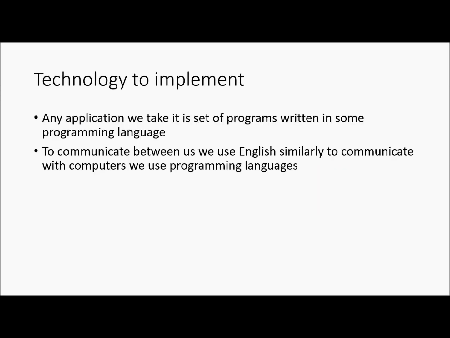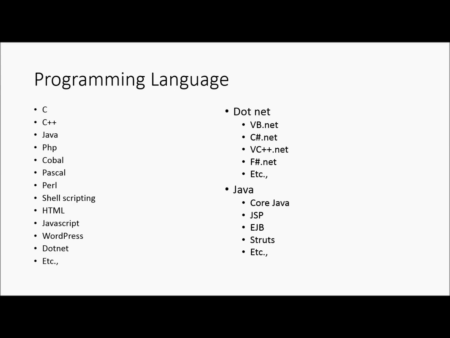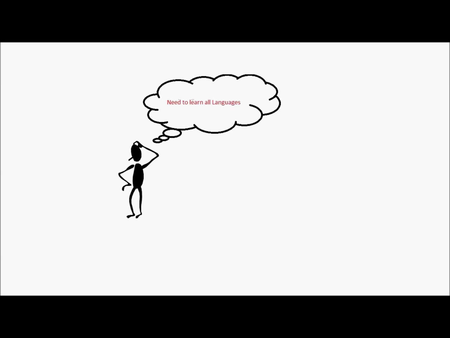Let's concentrate on the technology to implement. Any application, if we take it, is a set of programs written in some programming language. Like to communicate between ourselves we use English as a communication language, similarly we use programming languages to communicate between computers and us. What are the different programming languages we have? We have C, C++, Java, PHP, COBOL, Pascal, Perl, shell scripting, HTML, JavaScript, WordPress, .NET, etc. If we take .NET itself, we have many sub languages like VB.NET, C Sharp.NET, VC++.NET, F Sharp.NET, etc. If we take Java, we have many sub topics like Core Java, JSP, EJB, Struts, etc. Do we need to learn all languages to become a software programmer?